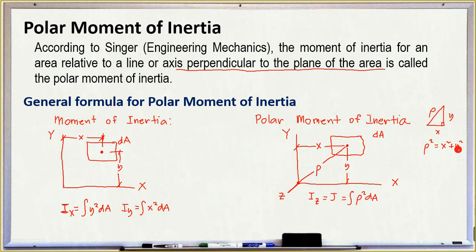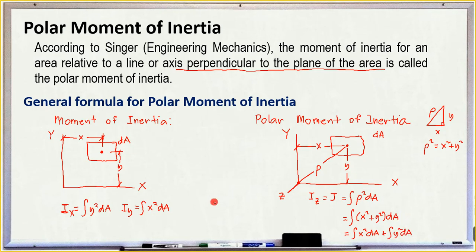Okay. So, we are going to substitute this. That is equal to the integral of x squared plus y squared dA. Now, we can separate this one. So, that is the integral of x squared dA plus the integral of y squared dA.